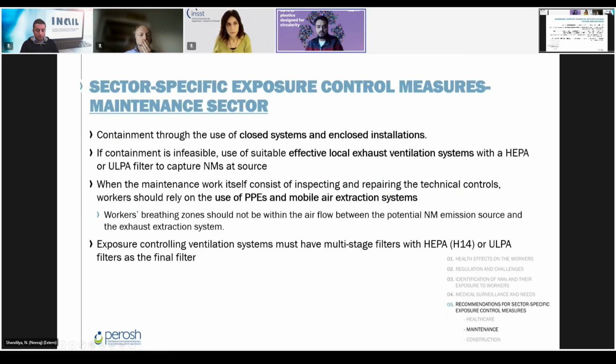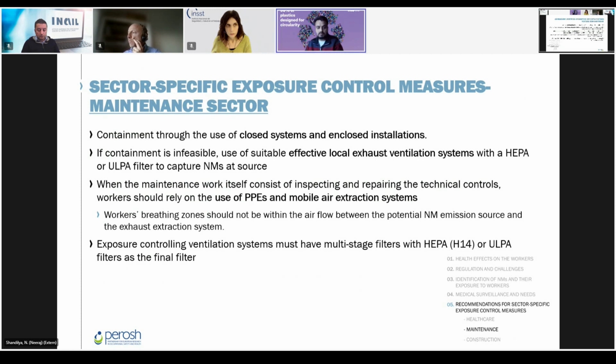Here, the golden rule to control the exposure in the maintenance sector is to implement the control measure at the emission source. And the most efficient engineering control at source is containment through the use of closed systems and enclosed installations. Where containment is infeasible, suitable effective local exhaust ventilation systems with HEPA or ultra-low penetration air filters are also efficient to capture nanomaterials at source.